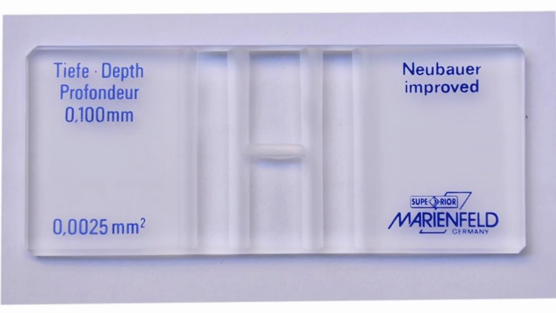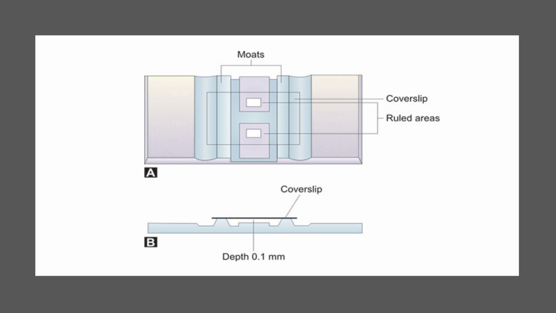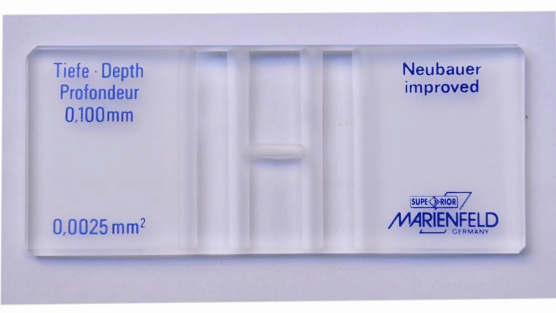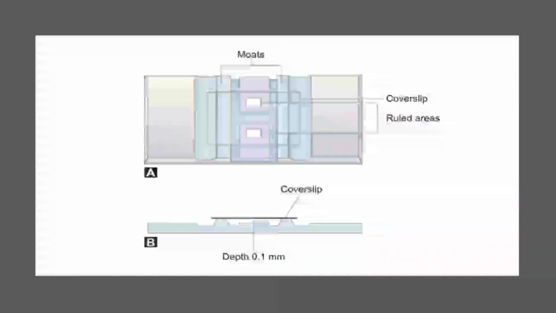We know that RBC counting is done in the Neubauer's chamber. Total count of RBC is done in the Neubauer's chamber. This is the picture of a Neubauer's chamber. If we look into this, in the central part of the upper surface of the Neubauer's chamber, there are two central platforms. We can see here two central platforms and two lateral platforms.